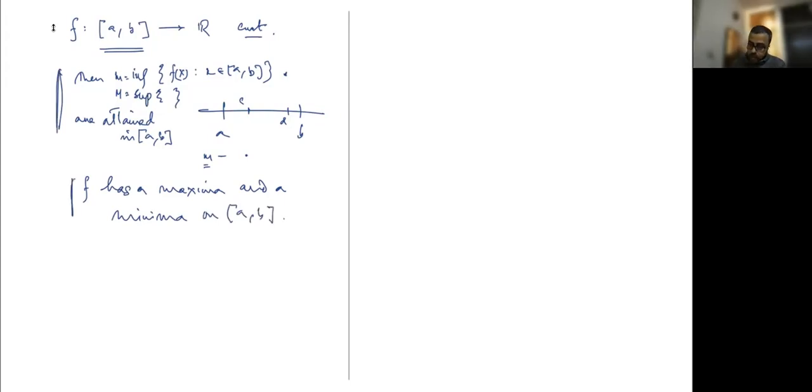So both are attained. So another way to express this would be to say that f has a maxima and a minima on the interval. So the meaning is the same as this, that there exist c, d in this interval such that f(c) equals small m and f(d) equals capital M. And so what was the proof?